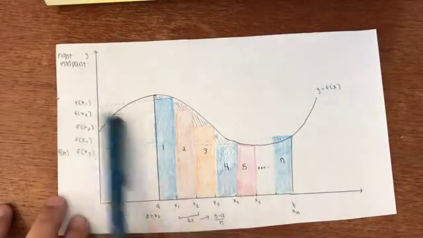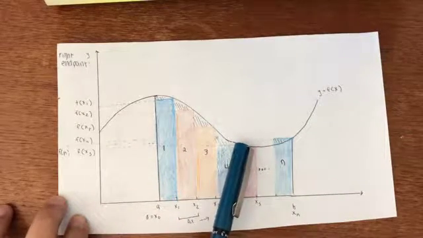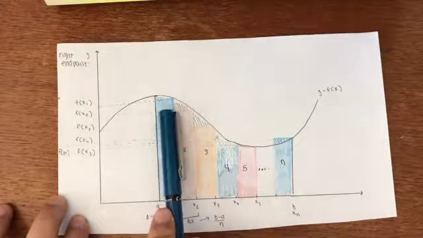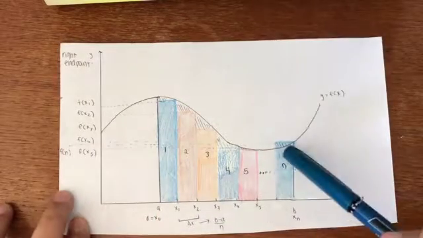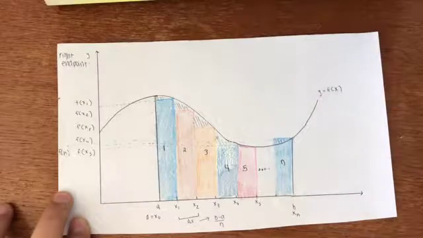When using right endpoints to approximate the area, when the function is decreasing, the approximation will be an underestimate. However, when the function is increasing, the approximation will be an overestimate.